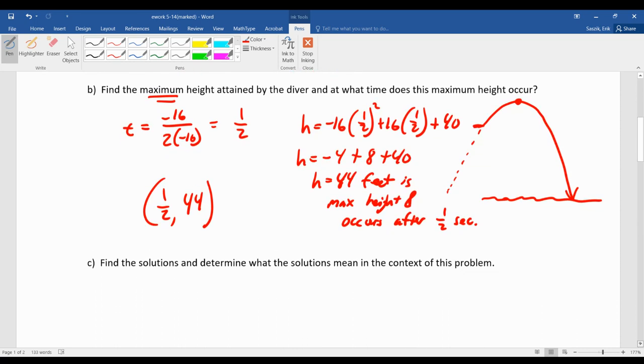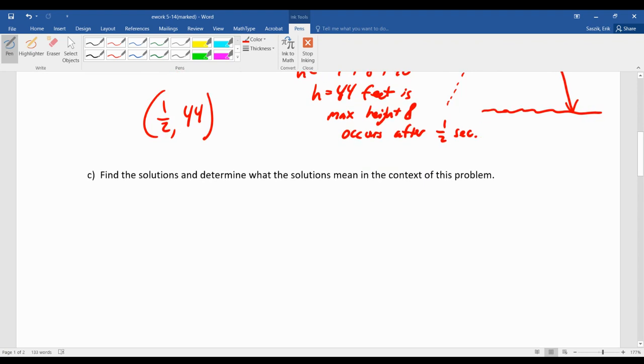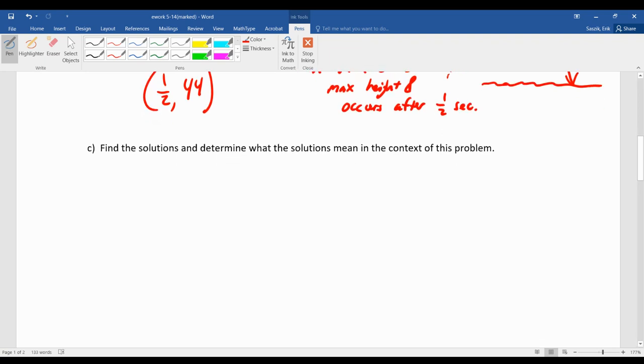Now the solutions, remember the solutions are the x-intercepts. Okay, the x-intercepts. And it says, find the solutions and determine what the solutions mean in the context of this problem. Well, to find the x-intercepts, or in this case the t-intercepts, we replace h with 0. And we have what? Negative 16 t squared plus 16t plus 40.